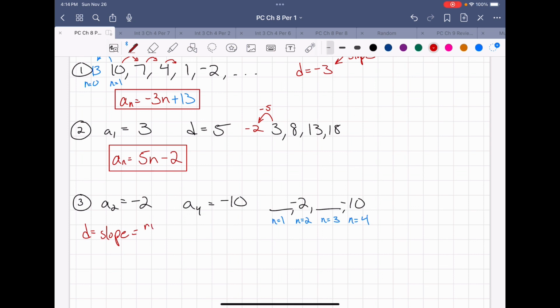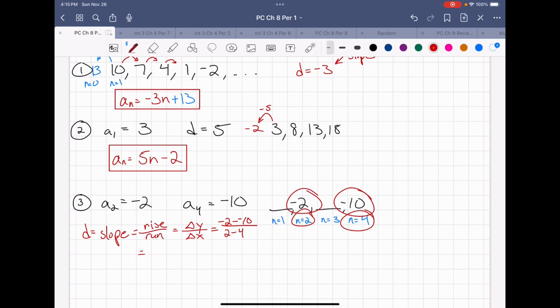which we know is rise over run. That's one way we've learned to talk about slope. It's also change in y over change in x. That's a little triangle, a little delta symbol. It means change in, so change in y over change in x. So if I look at the y values, that's the sequence value, and I find the difference between them, so -2 minus -10, and then I look at the n values, which are equivalent to x's in this problem, 2 minus 4.